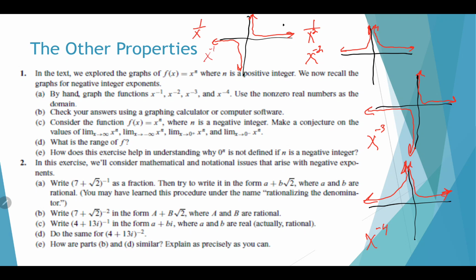So by hand, you're going to graph these. It specifically says graph. That means you have to draw a graph. And it specifically says by hand. You get to use all non-zero real numbers as your domain. It doesn't have to be perfect by any means. You can't even list all non-zero real numbers. So, no. But I do expect some points. And other than that, you're good.